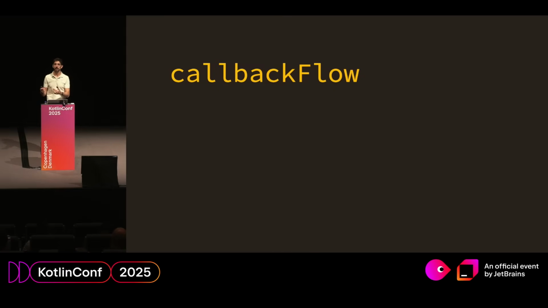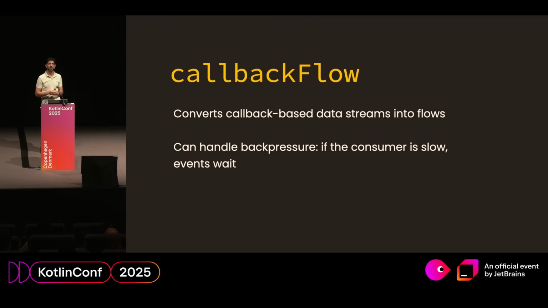Callback flow. This is the other API that we are using under the hood for the flowWithLifecycle API. And what it's going to do is pretty much convert any other stream of data solution that you can think of into a Kotlin flow. So here we're going to be using callback-based APIs, calling back with multiple data multiple times. And the nice thing as well about this API is that it can handle back pressure. So if the consumer is slow, the events are going to wait. This is what we were telling earlier at the beginning.